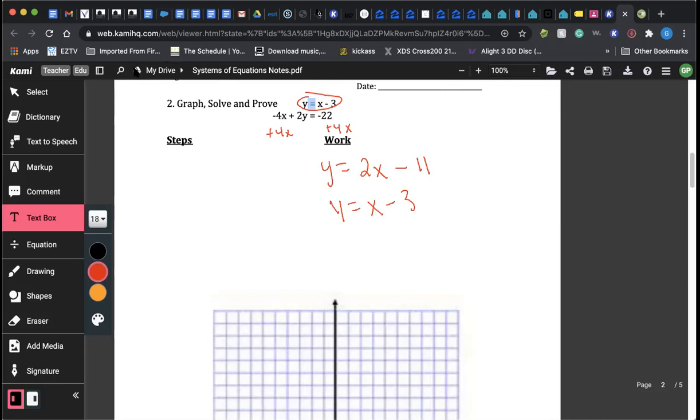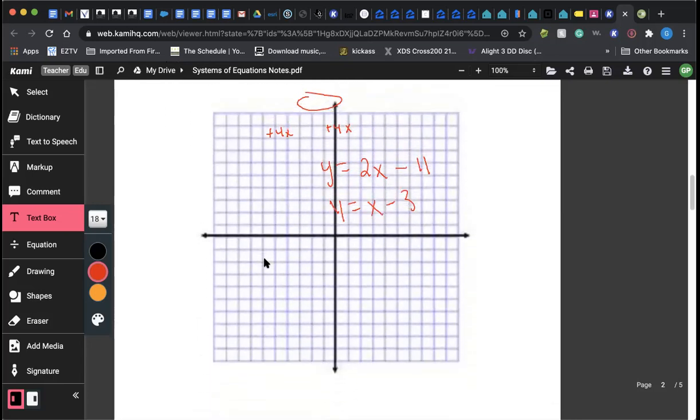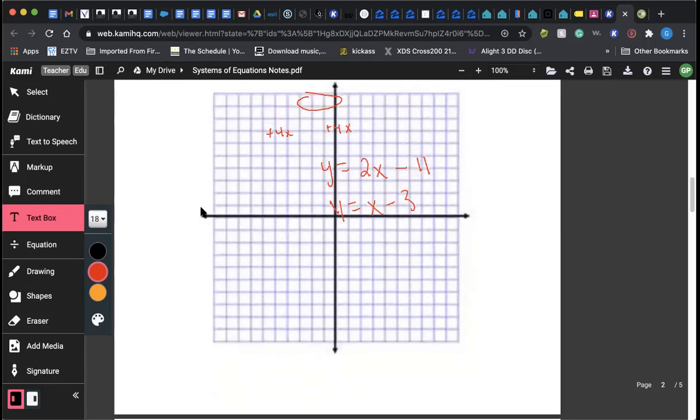Gonna scroll down here so I can get my graph in the picture. I'm gonna rewrite my equations so that they're not interfering with my graph. y equals 2x minus 11 and y equals x minus 3.